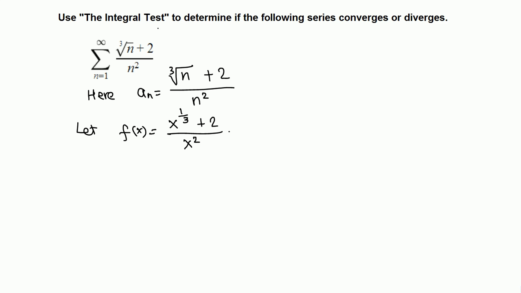Now to apply the integral test, we need to show three things. F should be continuous on the interval. Look at this sum, it starts from 1 through infinity, so it should be continuous, and the function should be positive, and the function should be decreasing on 1 through infinity. If that's true, then we find the improper integral of f(x) from 1 through infinity. If the improper integral converges, this series converges, and vice versa.